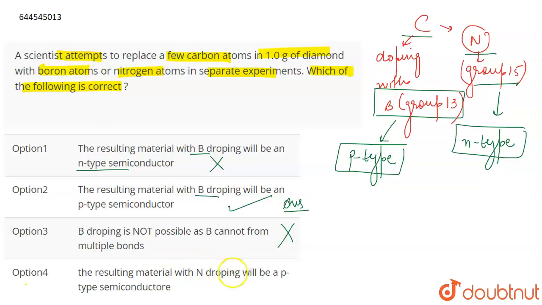Next is the resulting material with N doping will be a p-type semiconductor. Again incorrect. It will be an n-type semiconductor, right? So the correct answer for this question is option 2. That's all for the question.